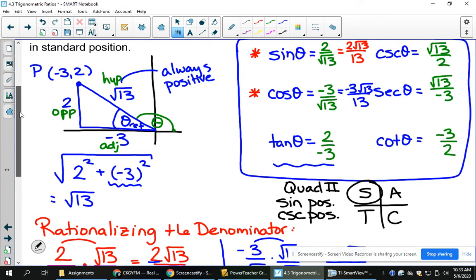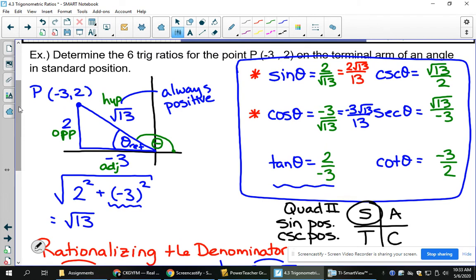So take a look at your answer. Are sine and cosecant of theta the only positive fractions? Yep, looks like it to me. So we have done our job correctly. That's a quick double check at the end of the question to make sure you haven't dropped any negatives.